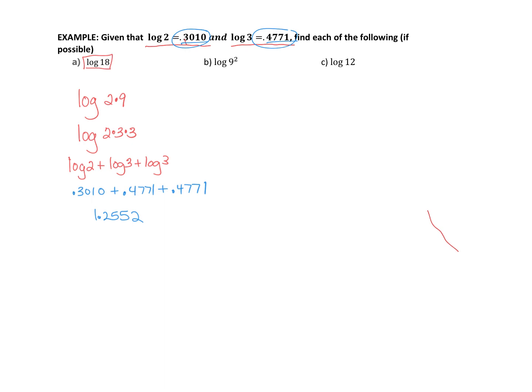Well, the next one, I could bring this 2 down in front. So 2 log 9. Well, I don't have 9, so maybe I write 9 as either 3 times 3, like I did previously, or I could write it as 3 squared, in which case I can bring that 2 down in front again and get 4 log 3, or 4 times 0.4771. That gives me 1.9084.